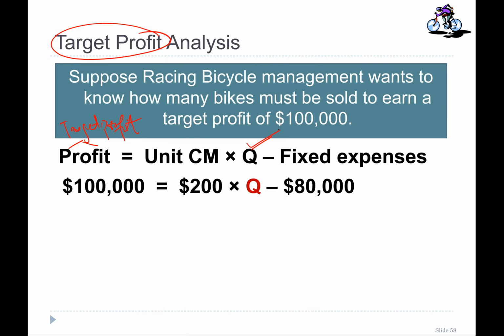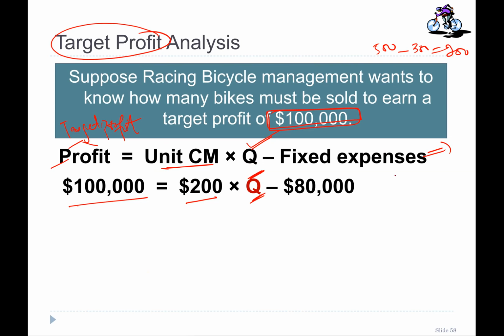So the question is, suppose the racing bicycle management wants to know how many bikes must be sold to earn 100,000 profit. So in the equation method, just put the numbers here. This becomes our target profit. How much target profit do we want to earn? 100,000. CM per unit, we know that 500 is the sale price of RBC, 300 is the variable cost, so 200 is the contribution margin. Contribution margin multiplied by the quantity. How many units must be sold? So we need to find this Q.